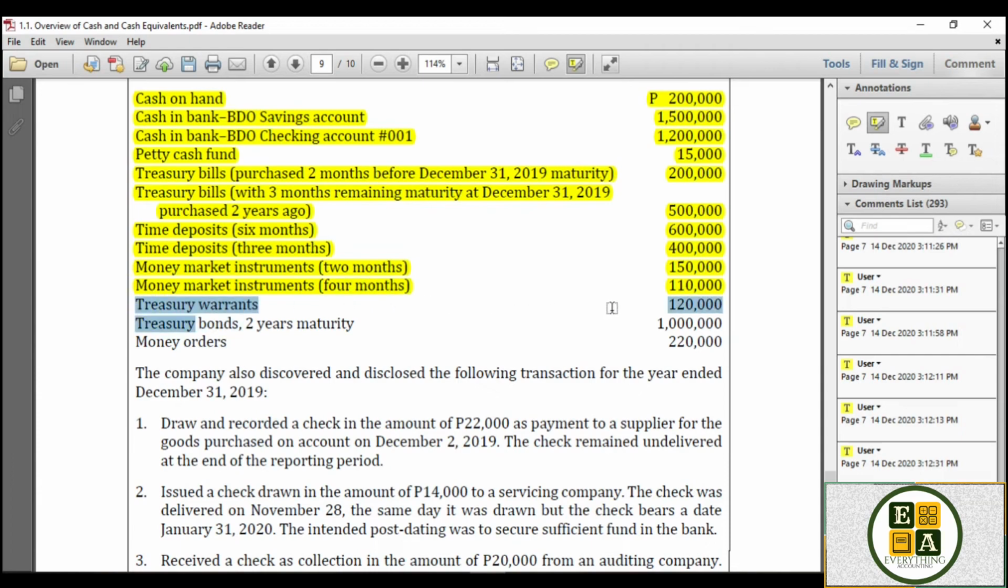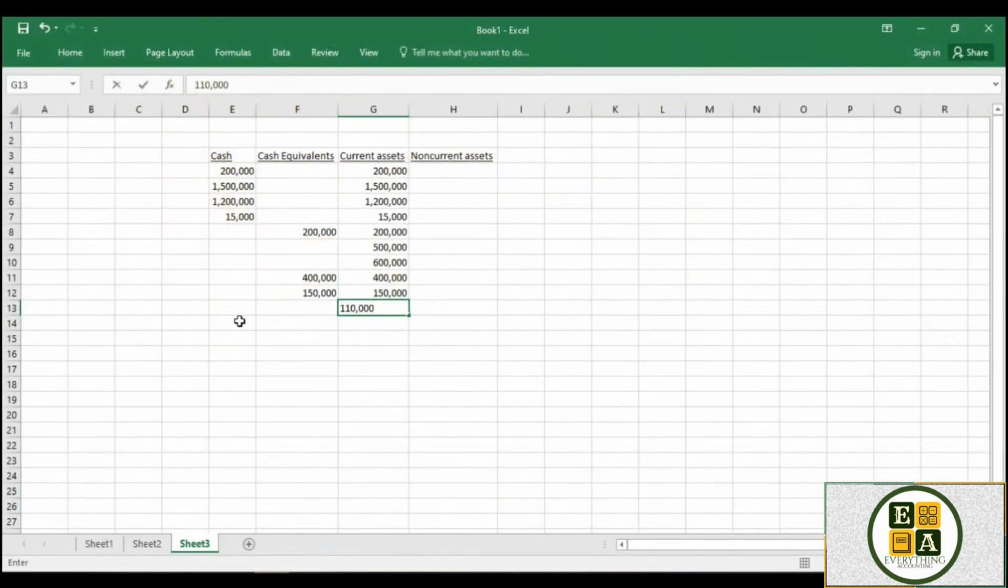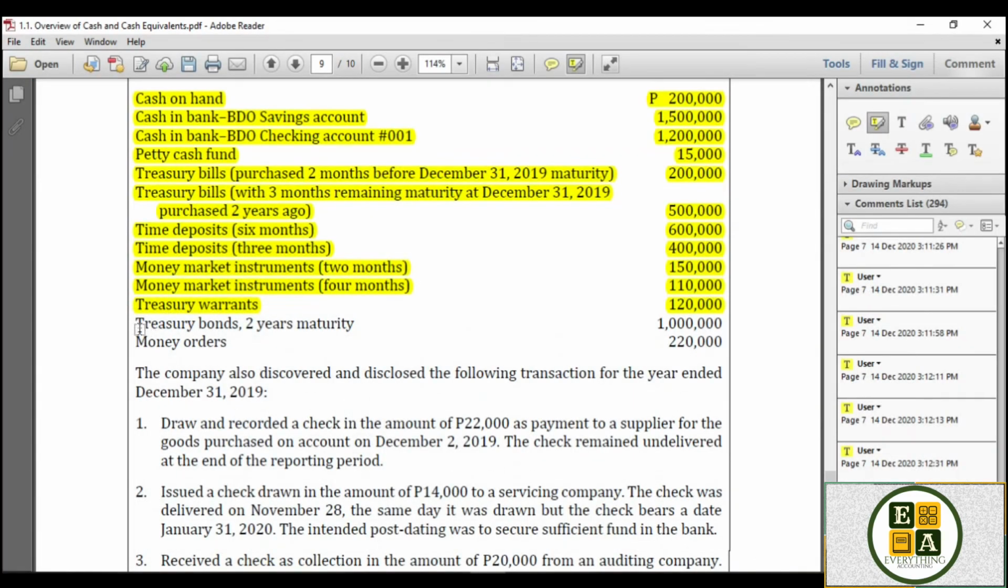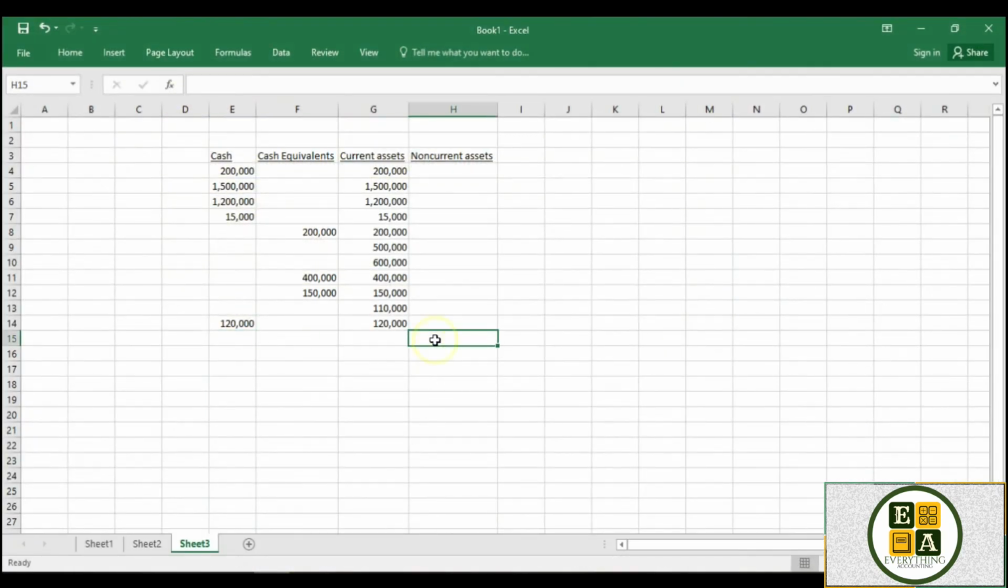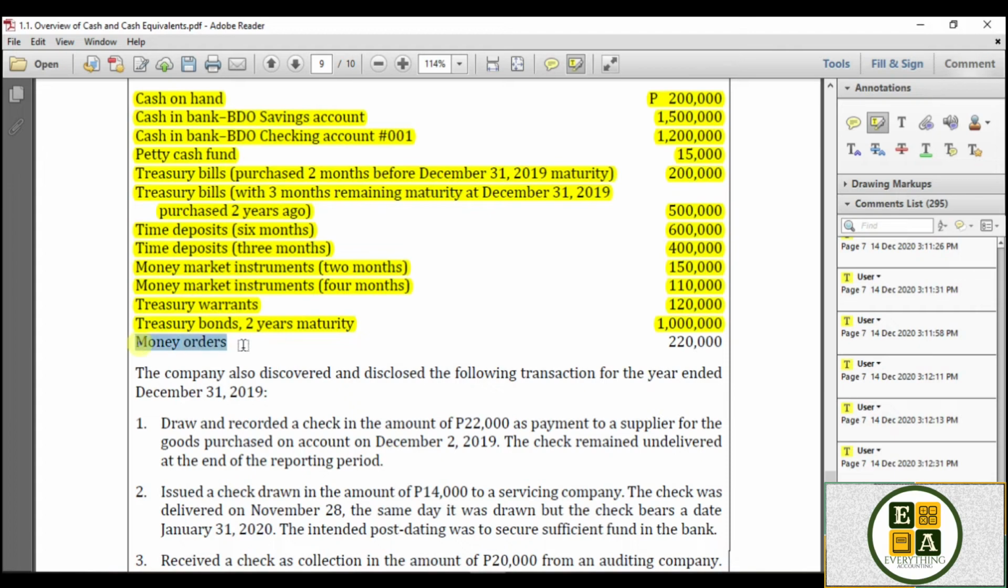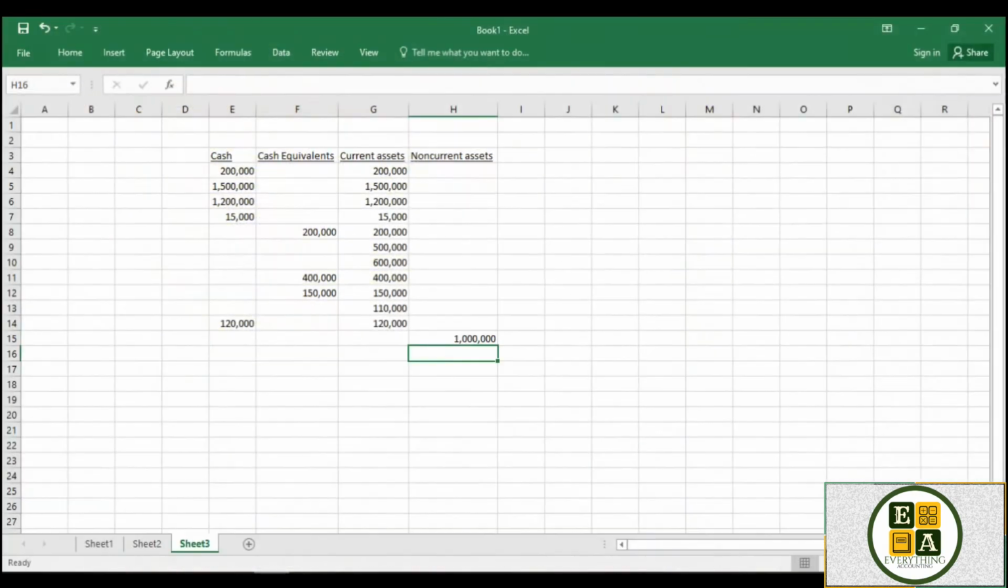Then, treasury warrants, again, part of cash, 120,000. Then, pasok as current asset. Then, treasury bonds, we have it non-current asset, good for 1 million. Then, money orders, na-mention na natin to kanina, this is part of cash. 220,000. Okay? But, yan na sana yan, kaso nga lang meron pa tayong adjustment. Okay? Meron pa tayong adjustment.